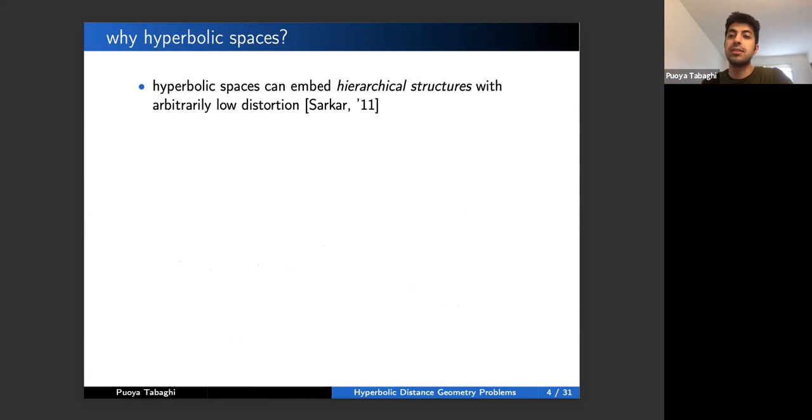Well, in 2011, Sarkar showed that hyperbolic spaces can embed hierarchical structures, or more specifically weighted trees, with arbitrarily low distortion. And this was in just two-dimensional hyperbolic space. And the distortion was up to a multiplicative scalar, but for most applications, that doesn't really matter for us.